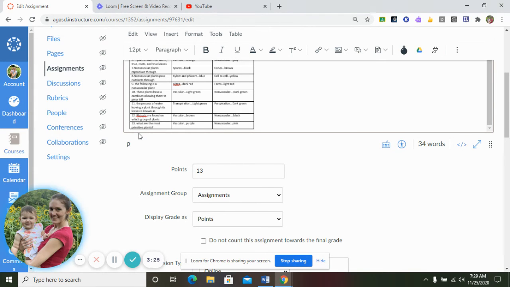Rhizoids are found in which group of plants? That's going to be the non-vascular one. It's like a root for the plant, except it doesn't have anything to do with water. It's just an anchoring system. And what are the most primitive plants? Primitive plants are going to be like your first plants that came about, and those are the non-vascular plants.